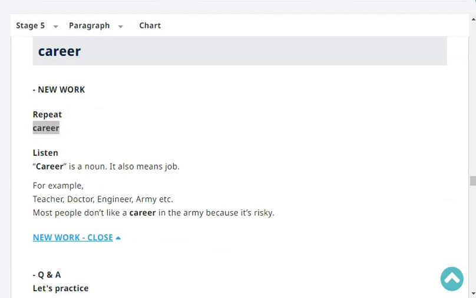Career is a noun. It also means job. For example, teacher, doctor, engineer, army are careers. Most people don't like a career in the army because it's risky and dangerous.